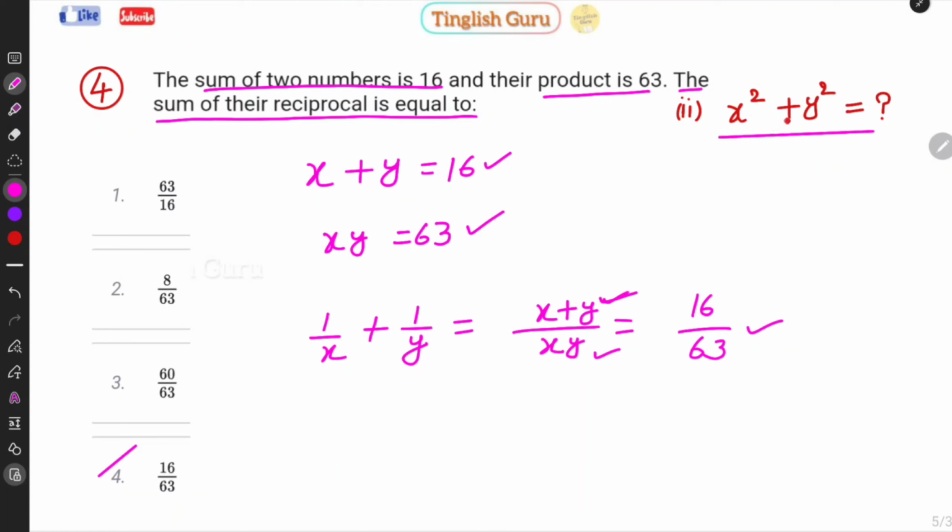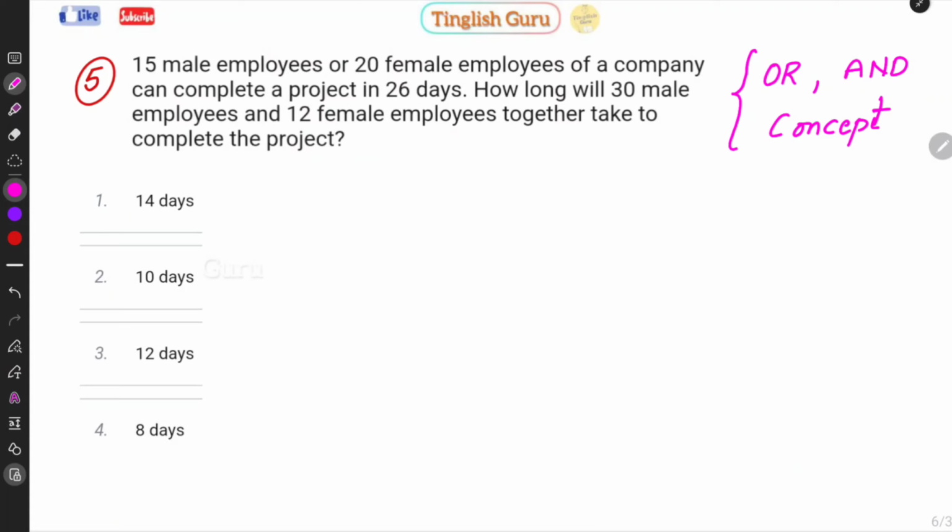Next bit. This bit is from time and work. This is a very interesting concept bit. So listen to it very carefully. This concept is called the OR and AND concept, because observe here, 15 male employees or 20 female employees of a company can complete a job in 26 days. Then how long will it take for 30 male employees and 12 female employees together?